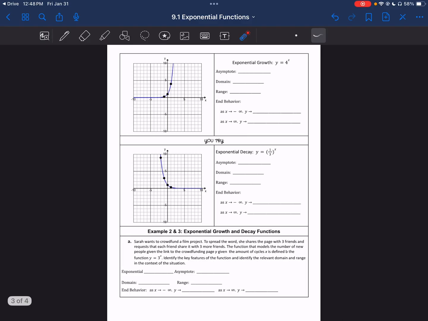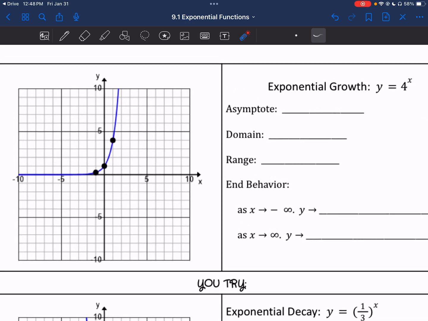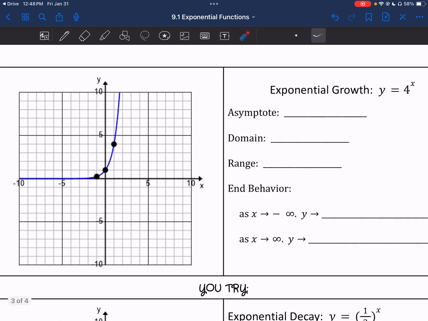All right, now let's look at some examples. So we're given this first one, an exponential growth, y is equal to 4 to the x power. So as I look at this, what is my asymptote? What line am I approaching but never crossing? It's going to be this line right here at y equals 0.